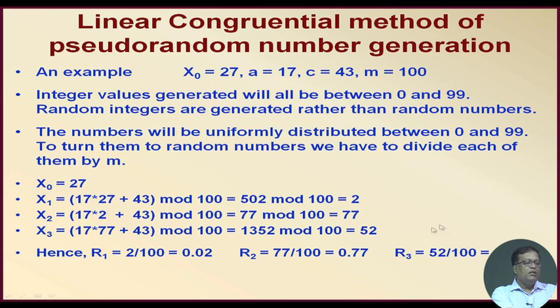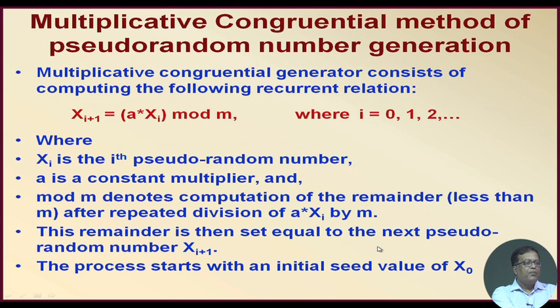Because it is a deterministic process, we call it pseudo random number. But all the random numbers that we generate actually have the properties of being uniformly distributed and independent amongst each other. So those properties are all satisfied.